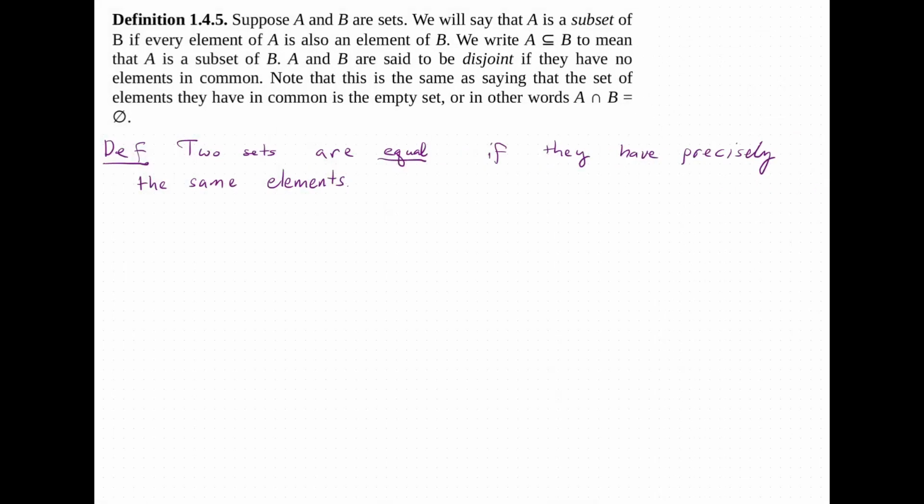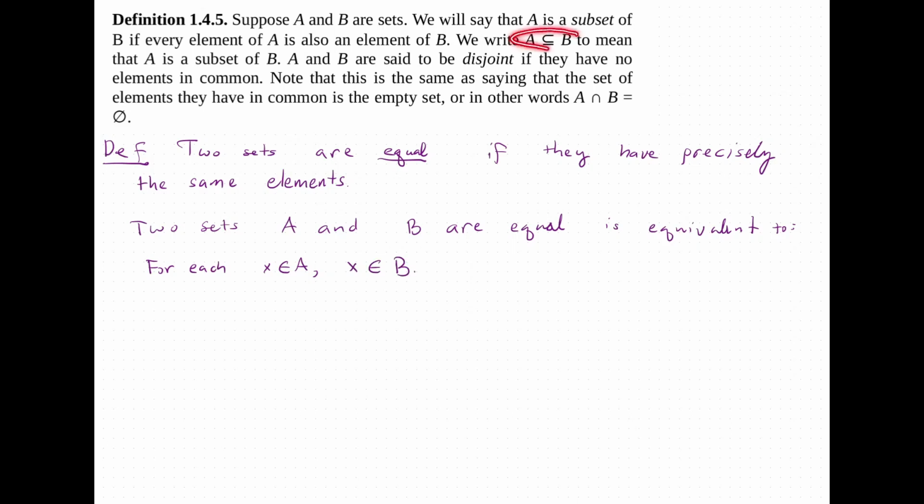Two sets are equal if they have precisely the same elements. But now we can write this symbolically in the following way. Two sets, A and B, are equal is equivalent to the following. For each x in A, so for each element x in A, we have that x is an element of B. But notice that this is what we mean by a subset.